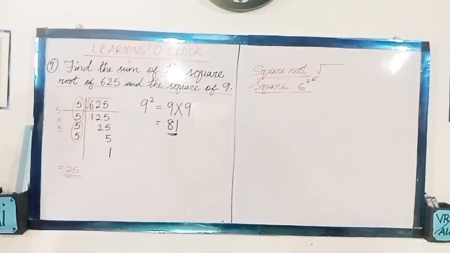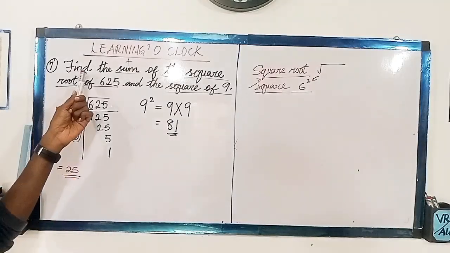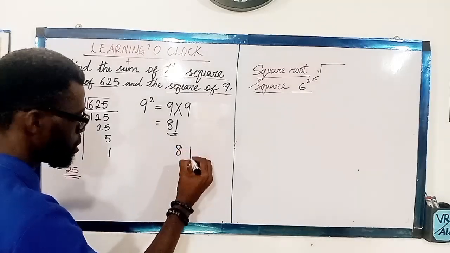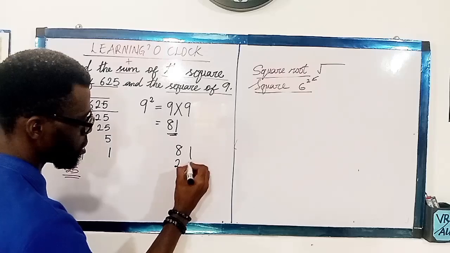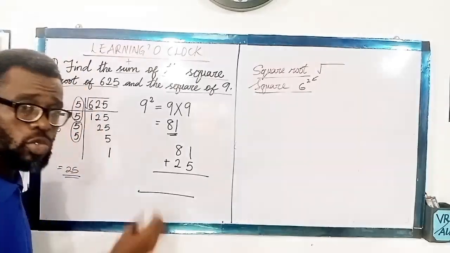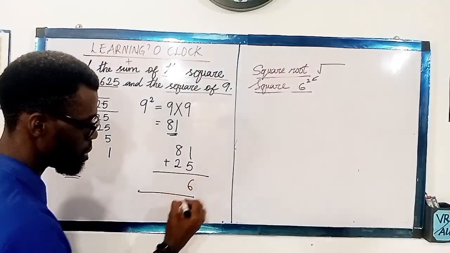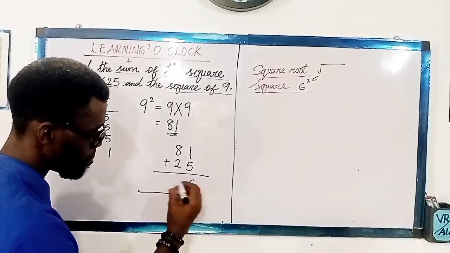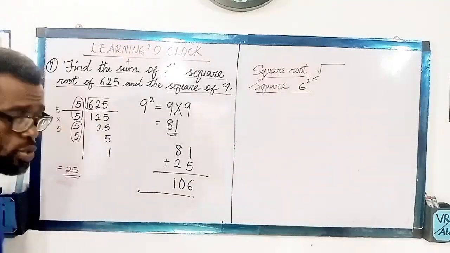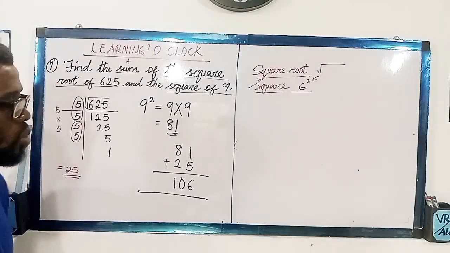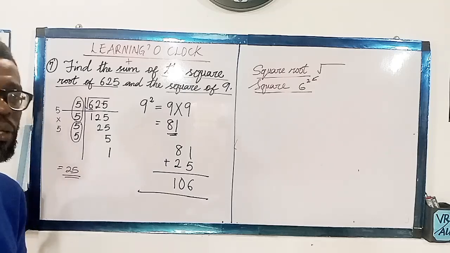Boom. Gotten this. So now we have to find the sum. Easy peasy. So 81 plus 25. So the units plus the units, unit 1 plus unit 5, it's 6 units. And 8 tens plus 2 tens, we have 10 tens. So that's 106. Okay, so I hope this is crystal clear.